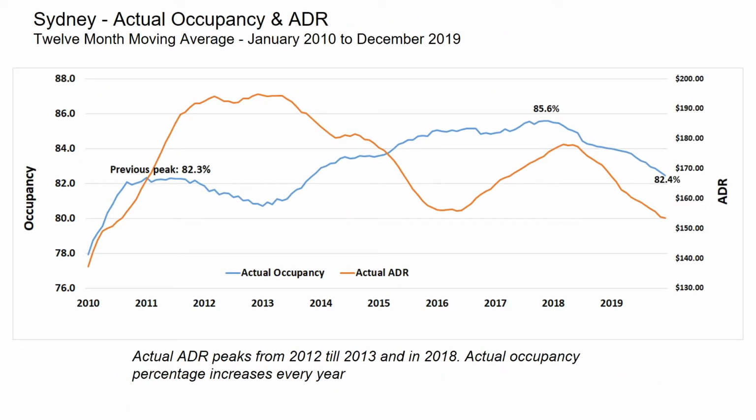Furthermore, for the actual occupancy and ADR, the graph shows that the actual ADR peaks from 2012 to 2013, and again later on in 2018. Actual occupancy percentages increases every year.